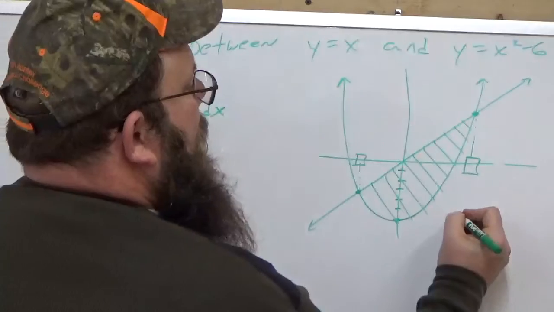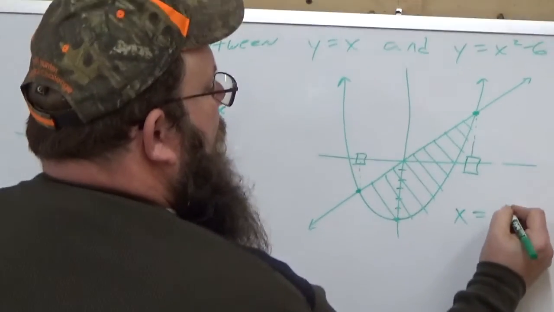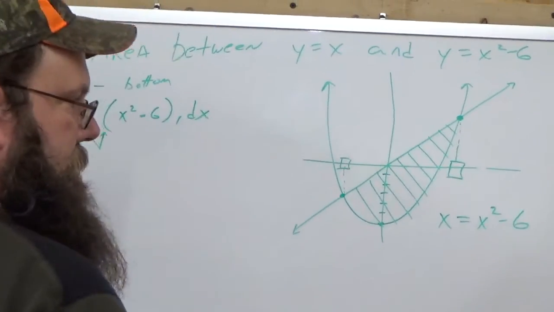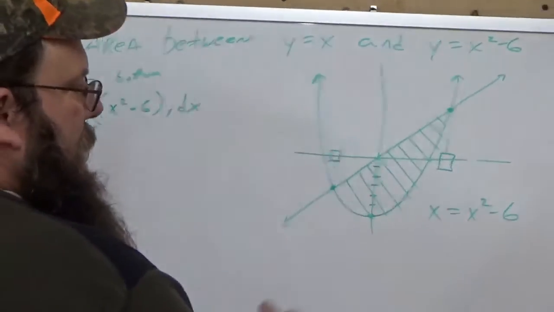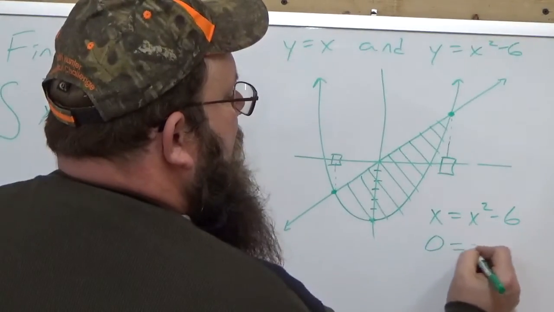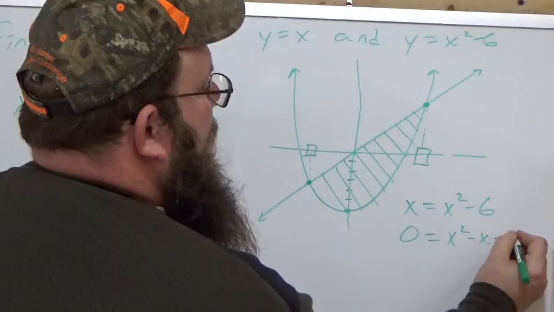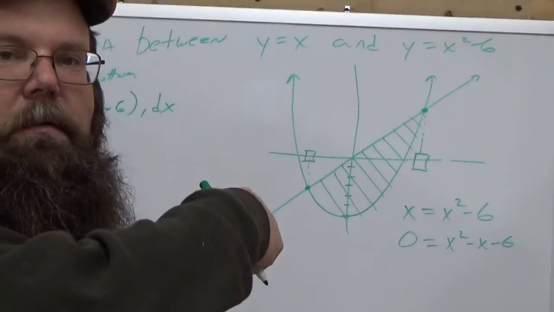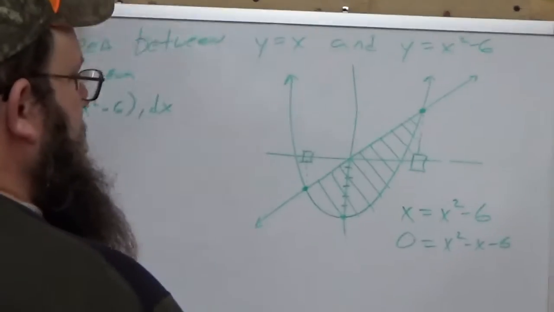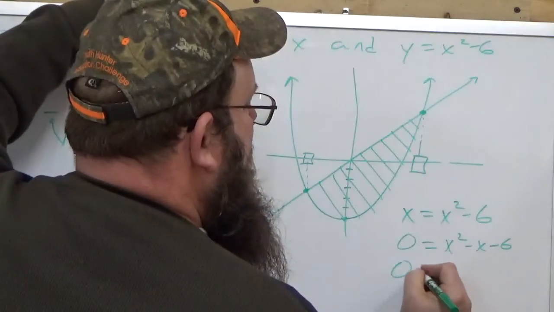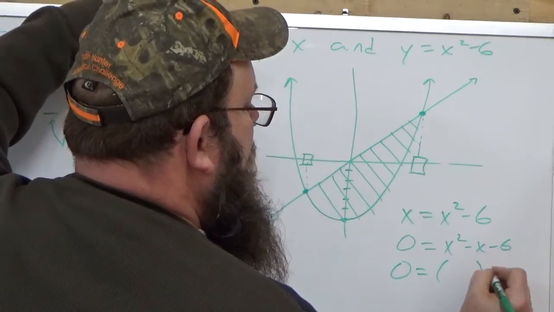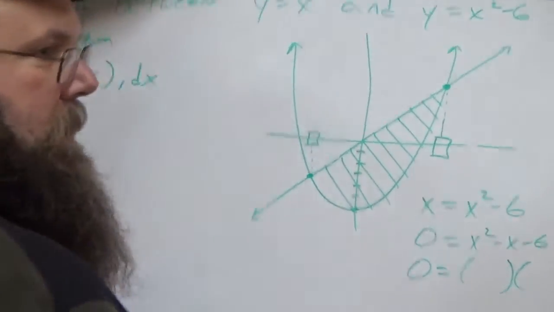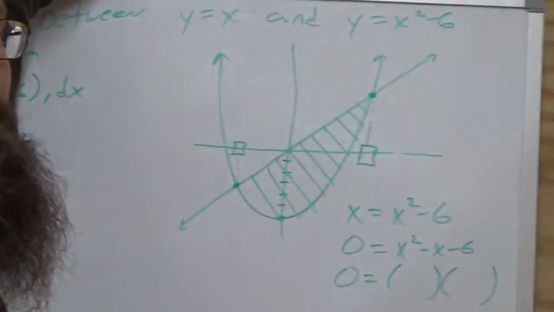Set them equal to each other. x equals x squared minus 6. Get everything on one side. 0 equals x squared minus x minus 6. Ooh! Hey, it looks like we can factor again. Remember that? Because factoring in quarantine is fun.